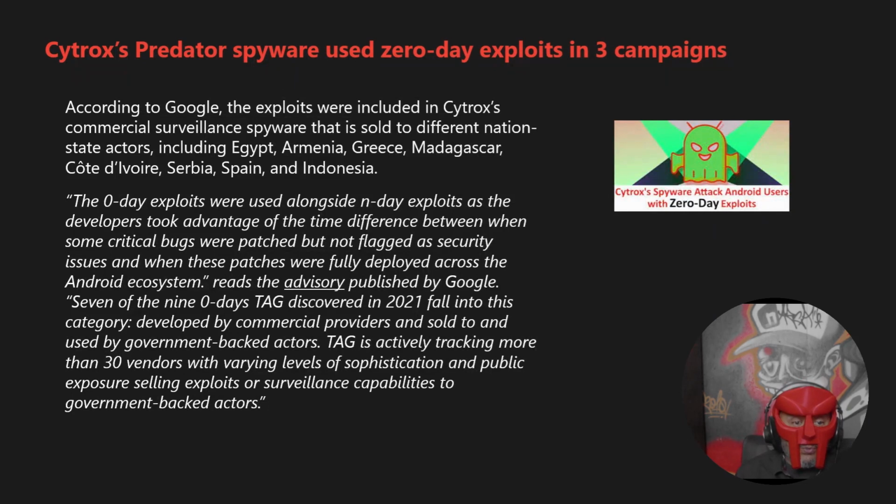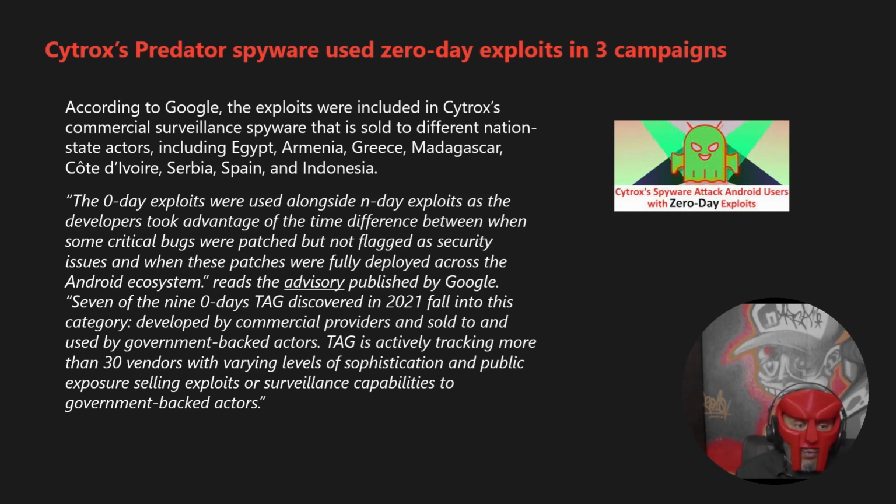The zero-day exploits were used alongside n-day exploits, as the developers took advantage of the time difference between when some critical bugs were patched but not flagged as security issues and when these patches were fully deployed across the Android ecosystem, reads the advisory published by Google. 7 of the 9 zero-days TAG discovered in 2021 fall into this category, developed by commercial providers and sold to and used by government-backed actors.